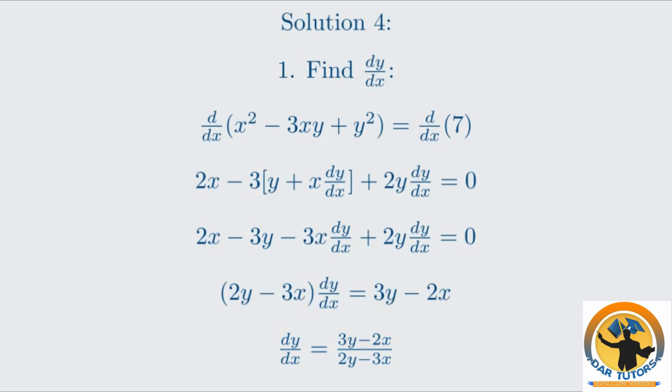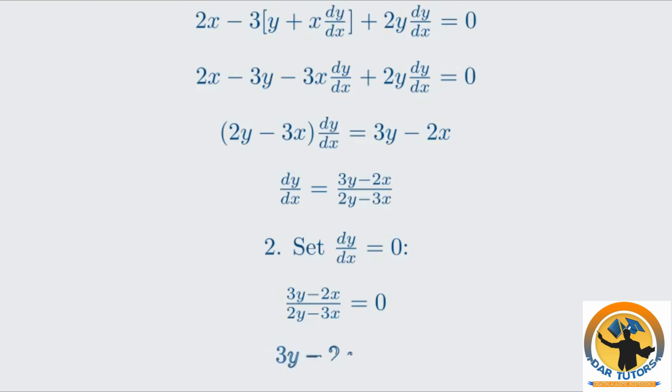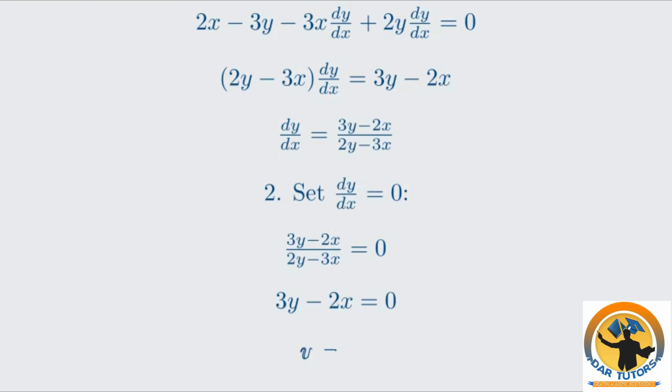A horizontal tangent has a gradient of 0. So we set dy/dx equal to 0. This means the numerator must be 0, so 3y minus 2x equals 0, which implies y equals 2x over 3. Now we have a relationship between x and y for the points where the tangent is horizontal. We substitute this into the original equation to find the coordinates.